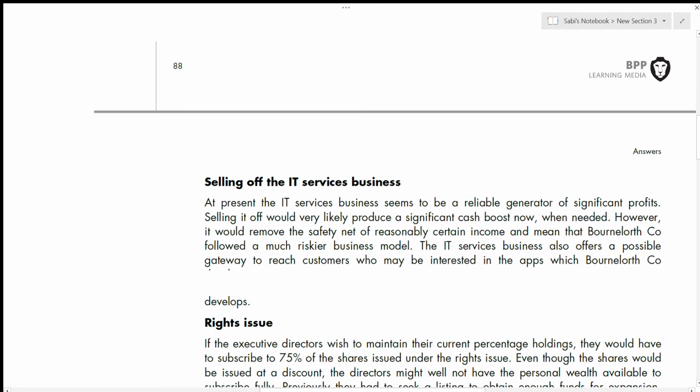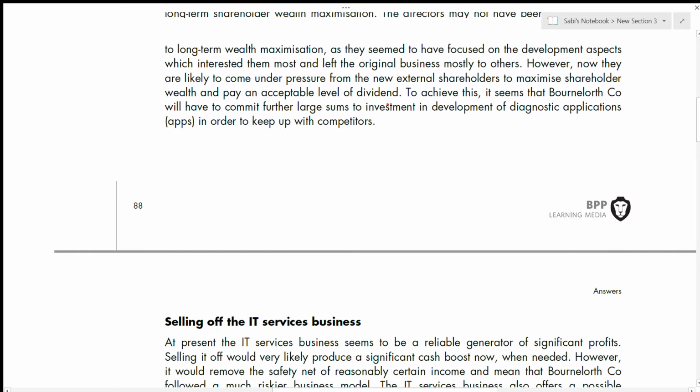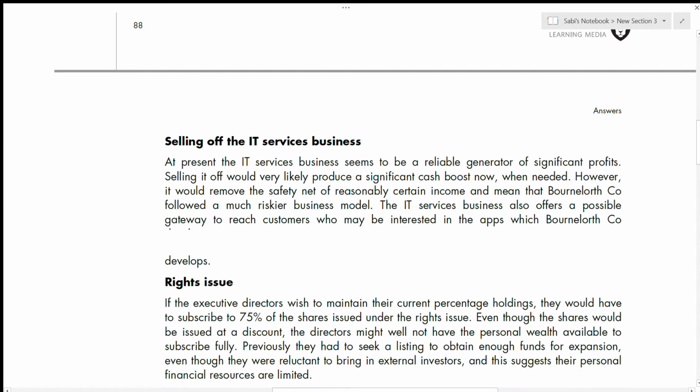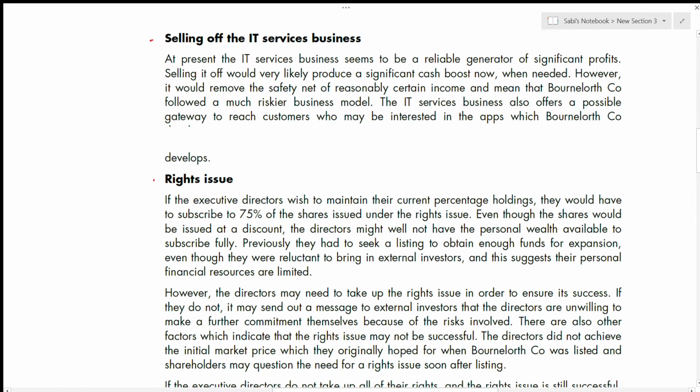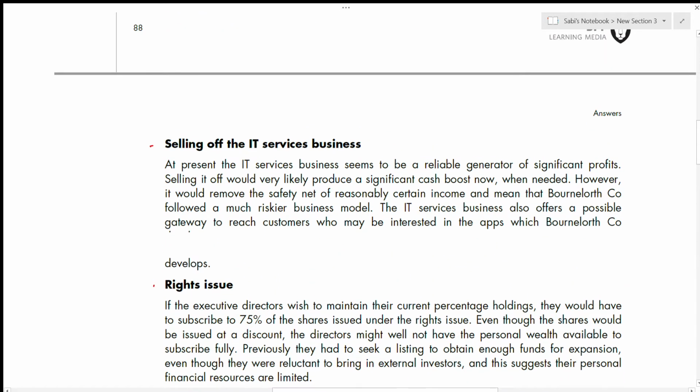Right? Now, first they are discussing this. The second, after the introduction, now they are going to the selling of the IT service business. And just see how it is in different paragraphs. The bold, right? It is using different subheadings. So don't put all the three under one. Use different subheadings with different paragraphs. Selling of IT service business.